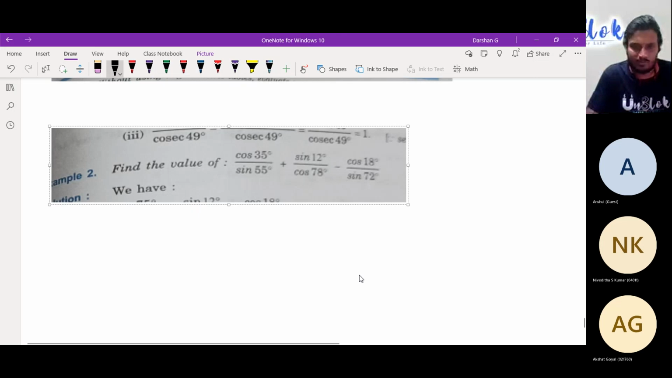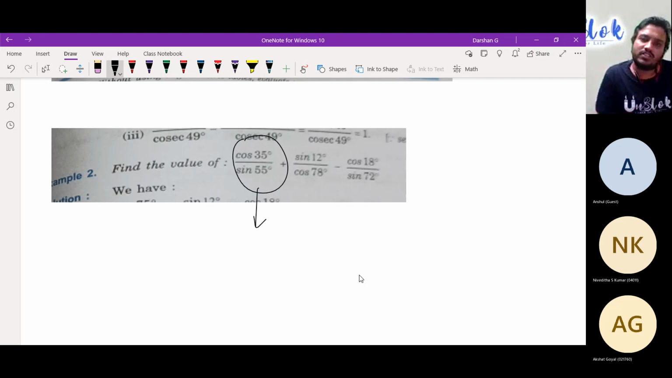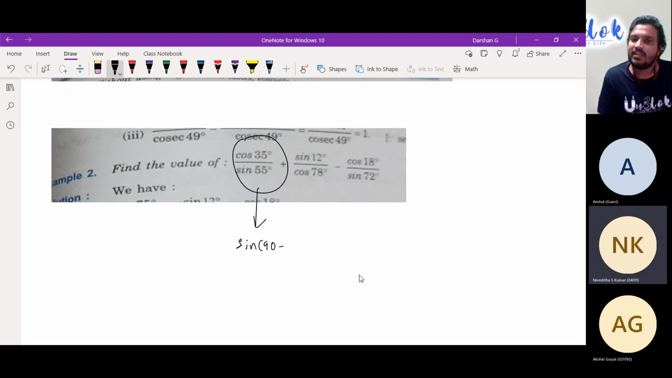So these are very simple problems. Now cos 35, I'll do the first part of this, so you can do the second part. Cos 35, I can write it as sine 90 minus 35, because we know 90 minus theta, right?